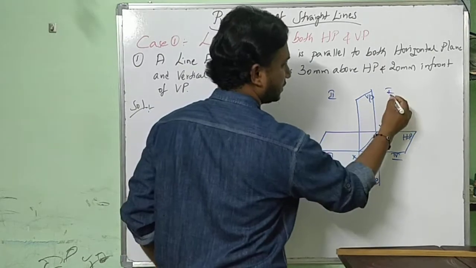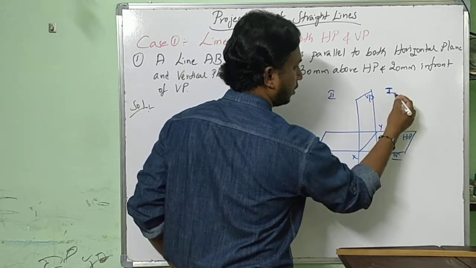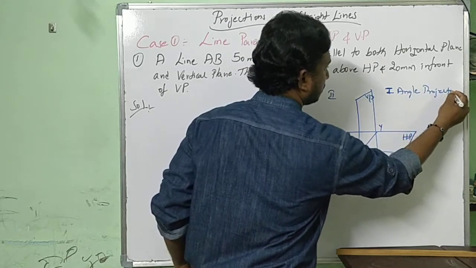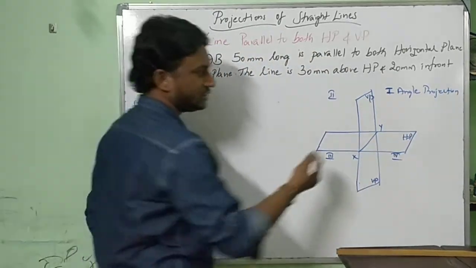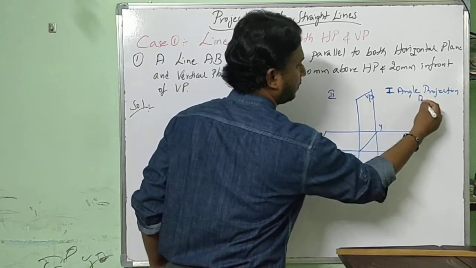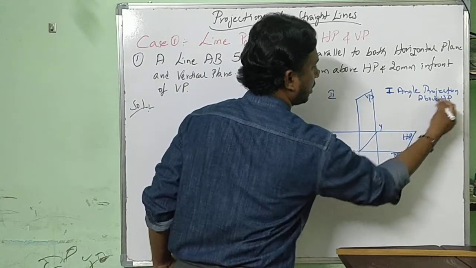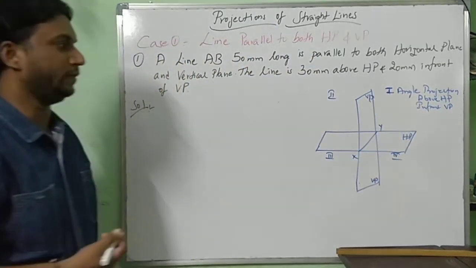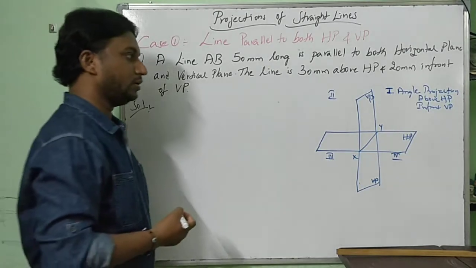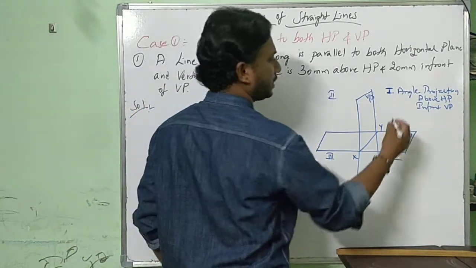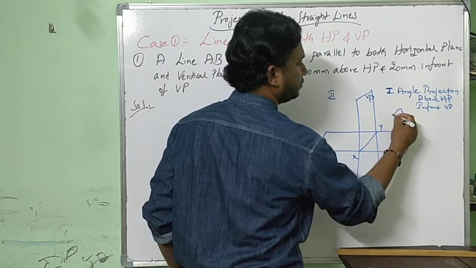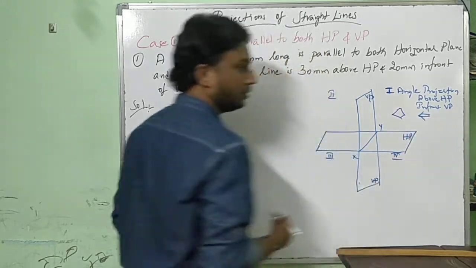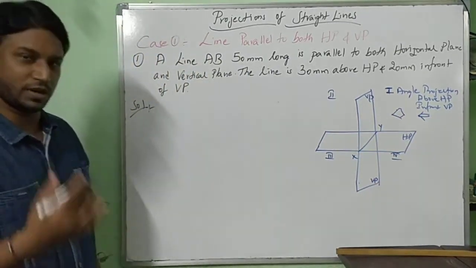Now this first quadrant, taking the object here, we call it first angle projection, which is above HP, the horizontal plane, and in front of VP, the vertical plane. Now when you consider any object, a point or a line or an object in the first quadrant, the projection drawing should be viewed from the right side.